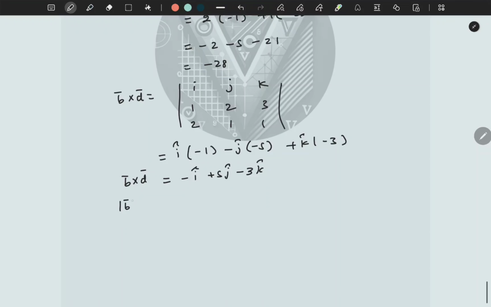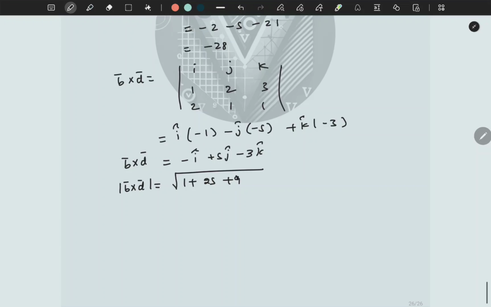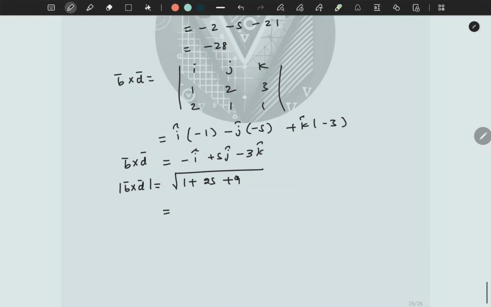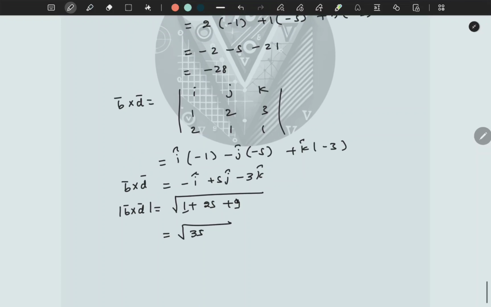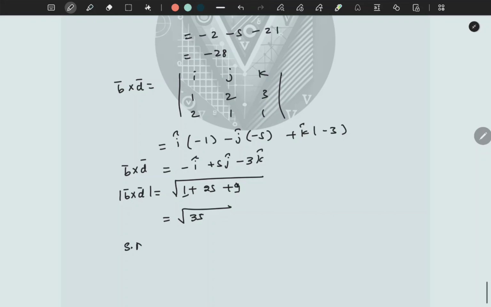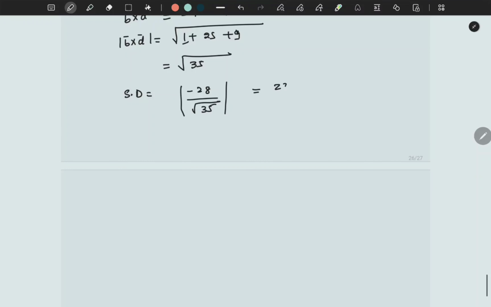Now I think we can comfortably find mod B cross D. That should be under root of 1 plus 25 plus 9. I hope you know how to find the magnitude of a vector. So we get 9 plus 1 is 10, 10 plus 25 is 35. So the shortest distance should be the modulus of minus 28 by root 35. So it should be 28 by root 35.